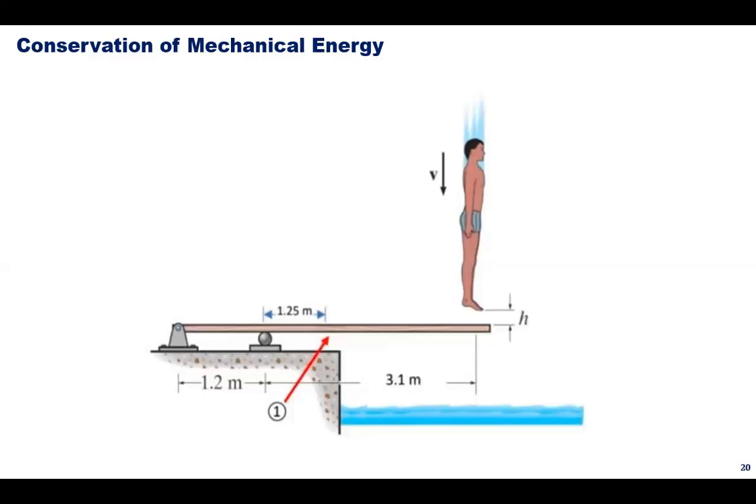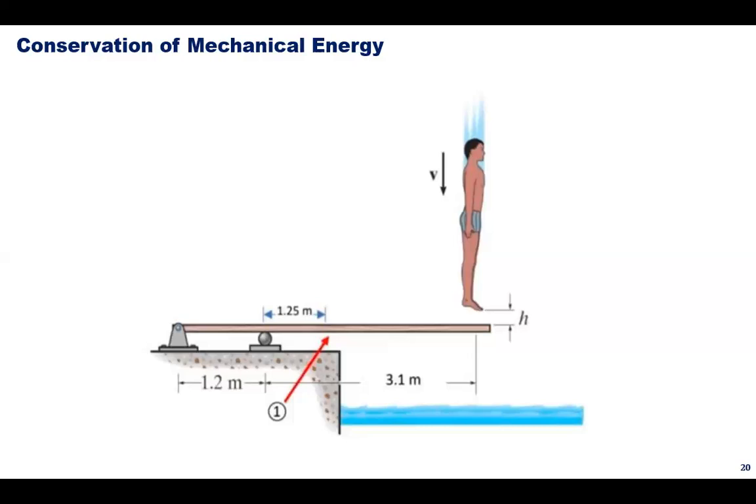Conservation of mechanical energy still applies after the diver hits the diving board. He applies a downward force on the board, displacing it a distance x. This work transfers the diver's kinetic energy to the board. The energy is stored in the board as elastic potential energy, and the board dips down.